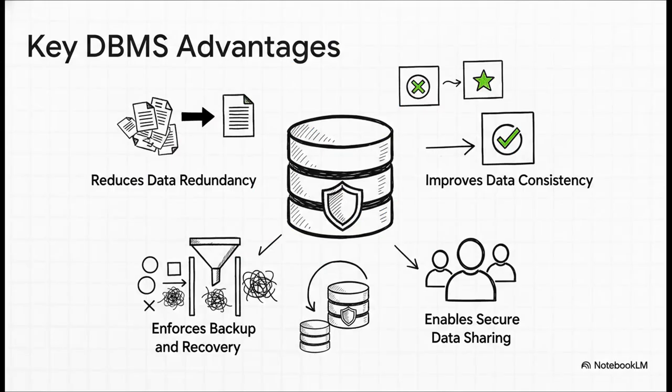So why do we go through all this trouble? Well, because the benefits are huge. A DBMS cuts down on data redundancy, which means you're not storing the same piece of information, like a student's address, in 10 different places. And when you solve that, you automatically improve data consistency. Everyone sees the same correct address. It also allows for secure sharing, enforces rules for data quality, and provides critical backup and recovery options.